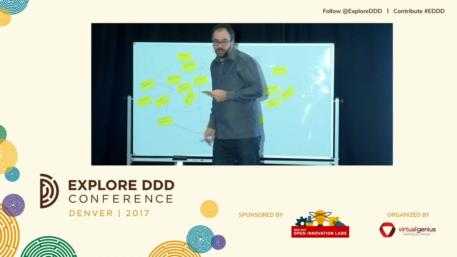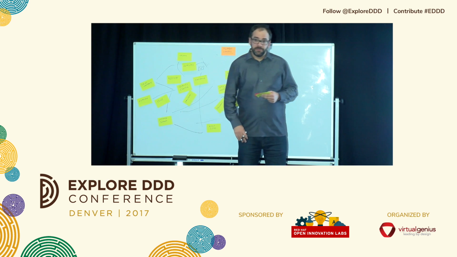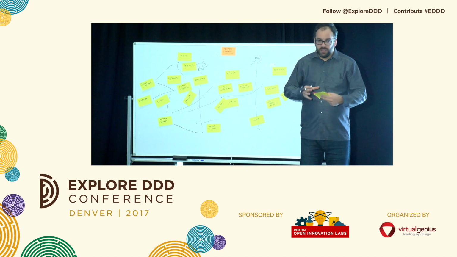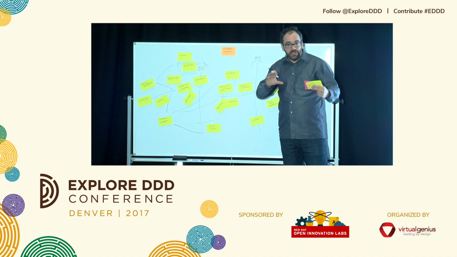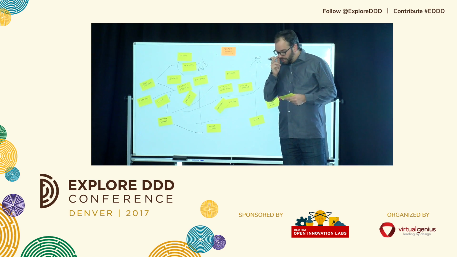So model that explicitly. Make trust a thing in your domain model, and then you can start manipulating it and have rules about it.